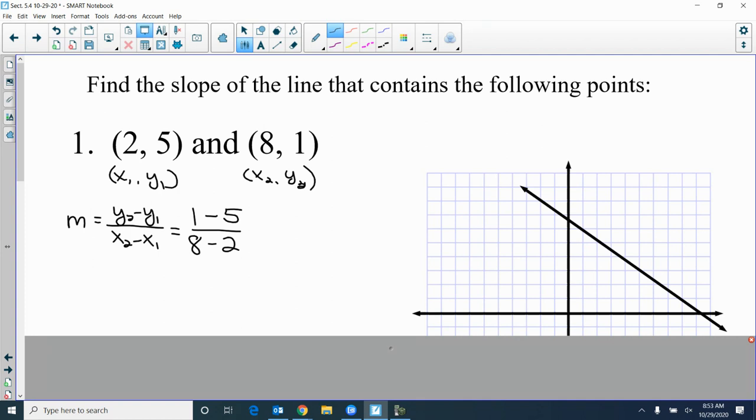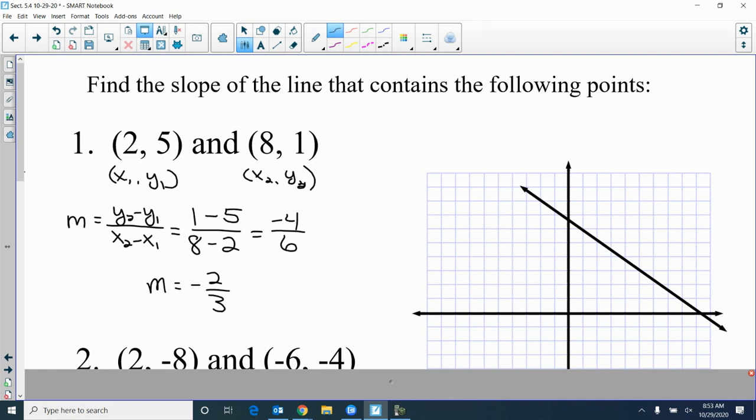So what is 1 minus 5? That is negative 4. 8 minus 2 is 6. Okay. Reduce, reduce, reduce. And now it says negative, so that means the line should be going downhill. Well, what is 4 over 6 reduced to? 2/3. So my slope is negative 2/3.